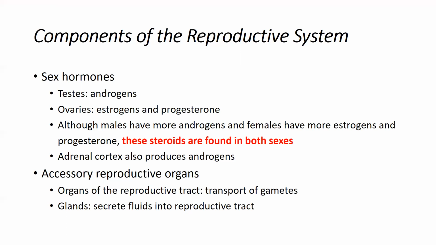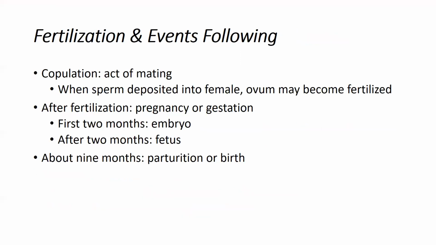Accessory reproductive organs are going to be the reproductive tract, so the fallopian tubes in the case of women. The urethra helps to transport gametes in the case of males, as well as the vas deferens. So anything that's helping to transport the gametes from the gonads to where they need to be in order to meet with a gamete of the opposite sex is contributing to the reproductive process. So in this case, it's going to be the tract and the vas deferens.